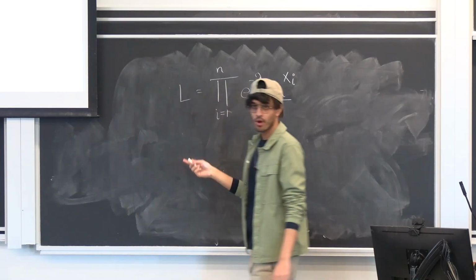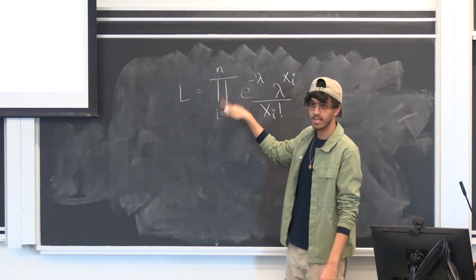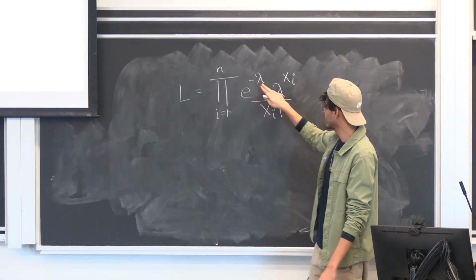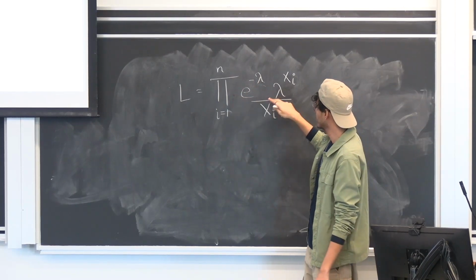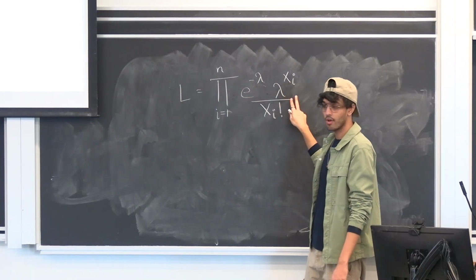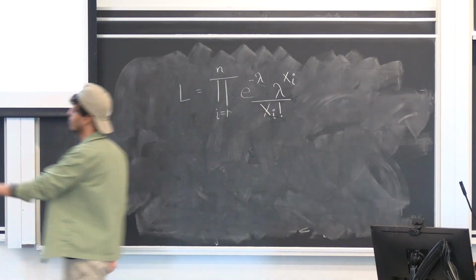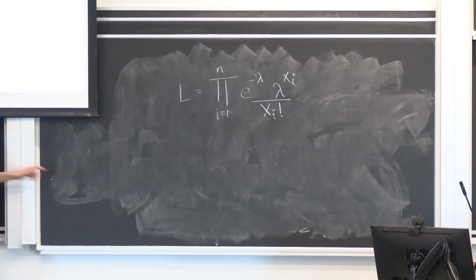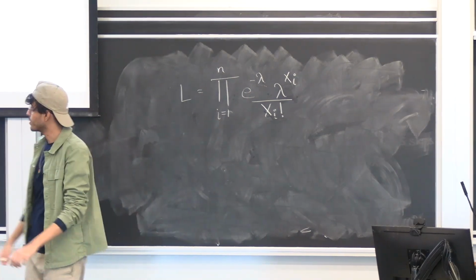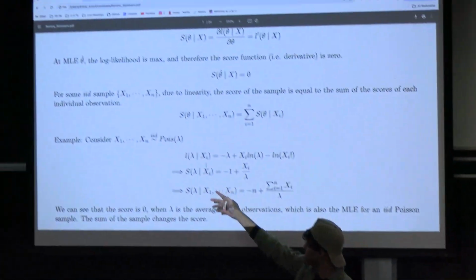So the log would make this product into a summation, and then the minus lambda would come down, and then the xi would come down. You'd have ln lambda, and then you'd have minus ln of xi factorial. I've done that for one particular example instead of showing it for the entire sample. And the score is nothing but the derivative of this.